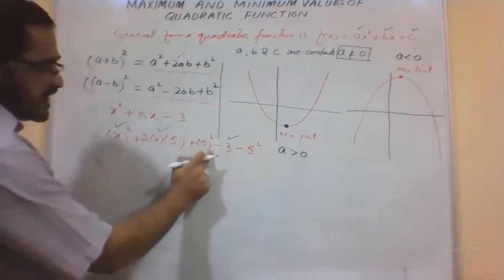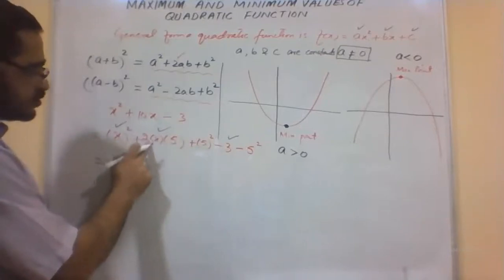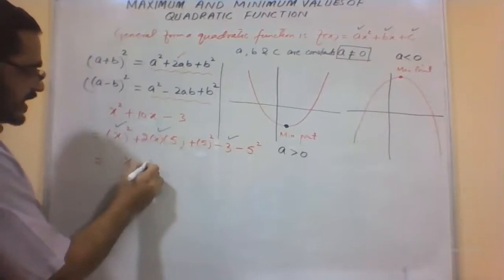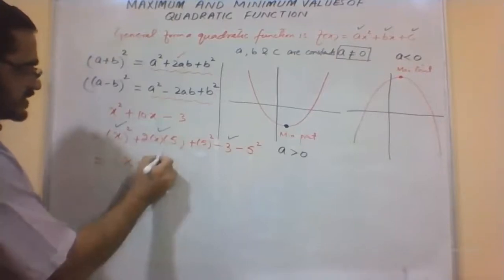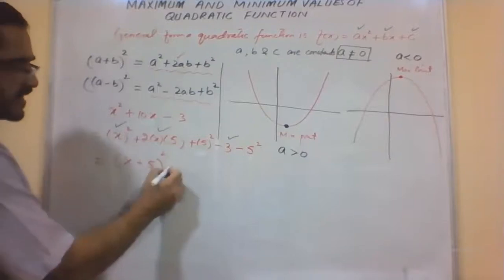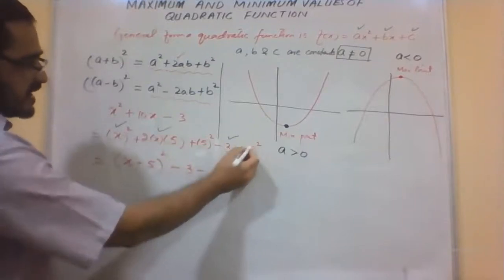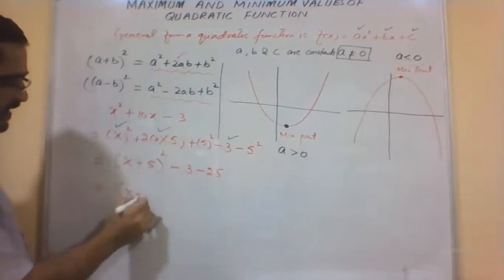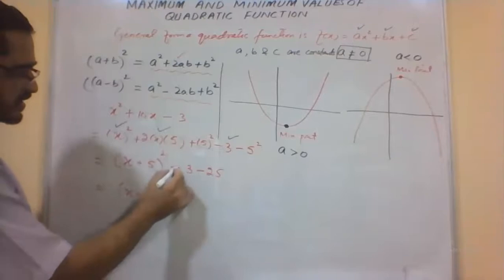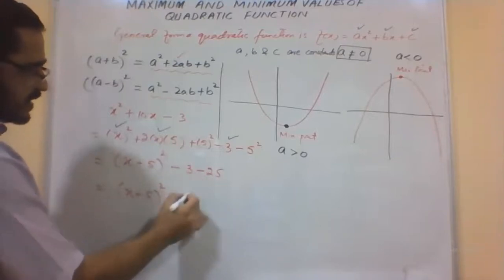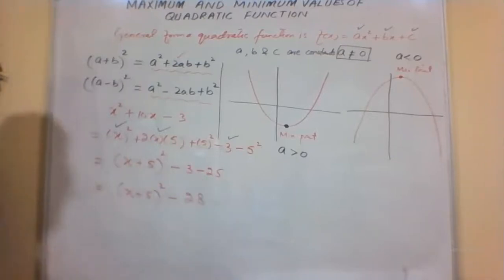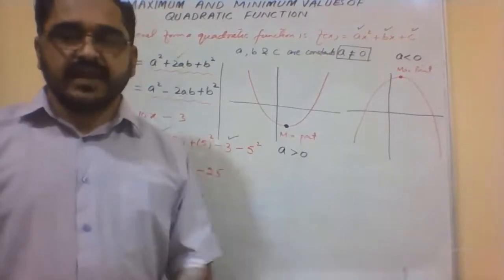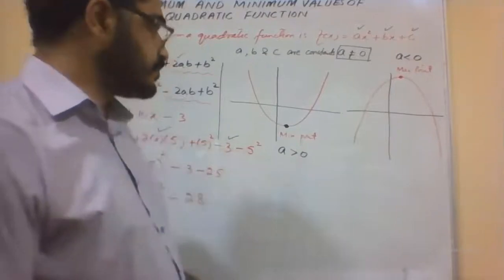Then up to here, a square plus 2ab plus b square is a plus b all square. Here a is x and b is 5. Then this minus 3 as it is, minus 5 square, 25. Then it will be x plus 5 whole square minus 3 minus 25, which is minus 28. In this way, we can make the perfect square.